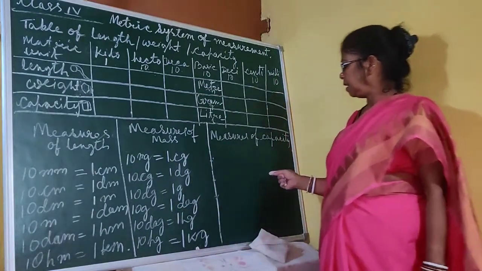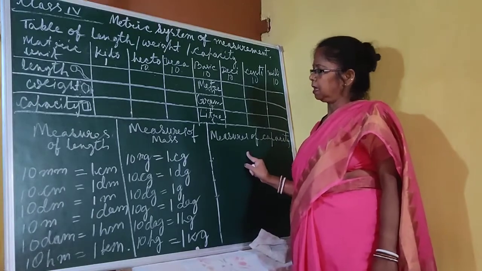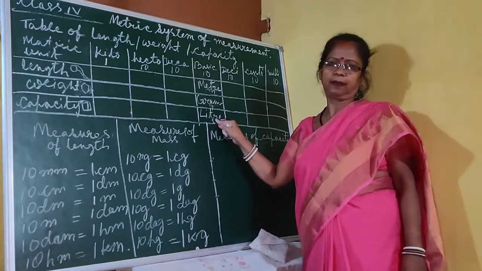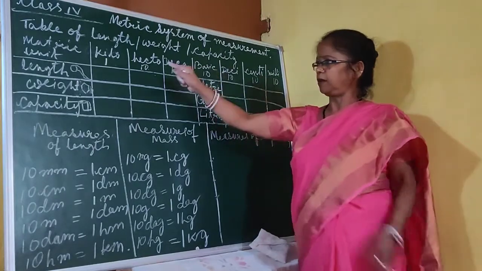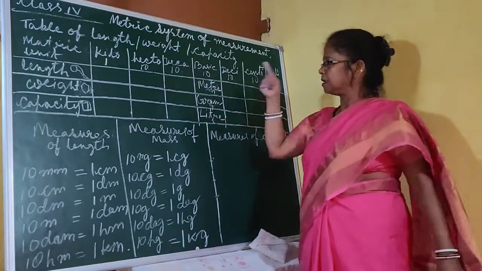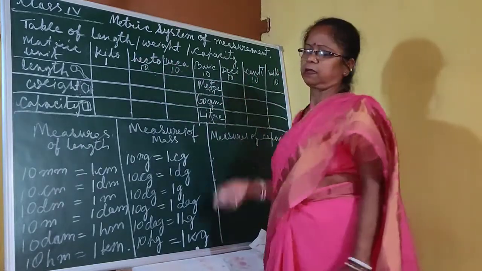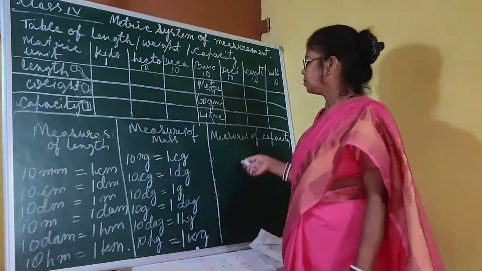Then measures of capacity. Same here, in place of G I will write L, liter. Same line. Only you have to learn by heart this line. How to learn by heart? Kilo, hecto, decameter, deci, centimilli. This is the short form.